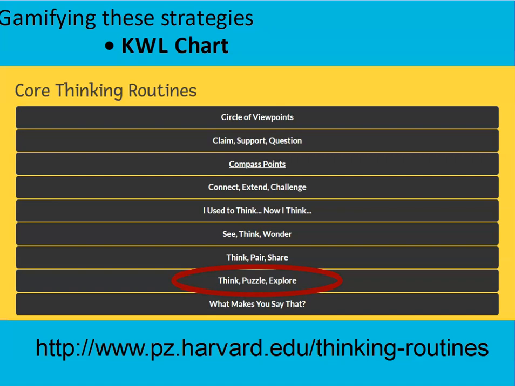A KWL chart. This is what I know, what I wonder, what I learned. This is very similar to the inquiry chart in the GLAD technique, which has two columns, what we know about and what we want to learn about. It's also very similar to the Harvard Project Zero thinking routine, Think, Puzzle, Explore, which I talked about both the GLAD and Harvard Project Zero in other playlists, but I'll do it again here.